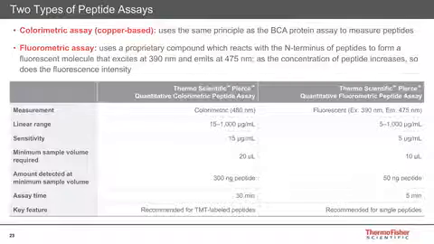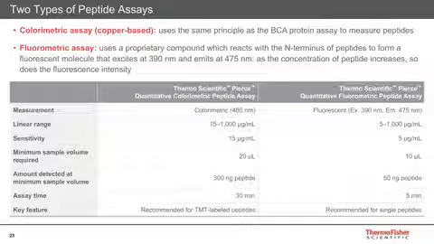As concentration of peptide increases, the color intensity increases for colorimetric assay and fluorescent intensity increases for the fluorometric assay. So as you can see from this table, the fluorescent peptide assay has a broader range than the colorimetric assay, from 5 microgram per mil to 1000 microgram per mil for the fluorometric assay versus 15 microgram per mil to 1000 microgram per mil for the colorimetric assay. The sensitivity of the fluorometric assay is also better than the colorimetric assay.